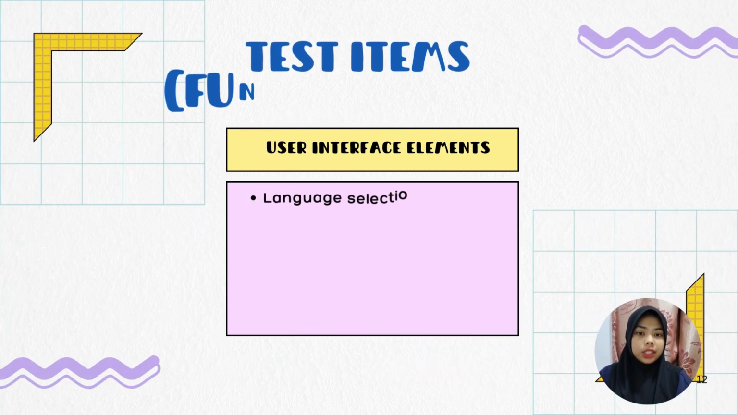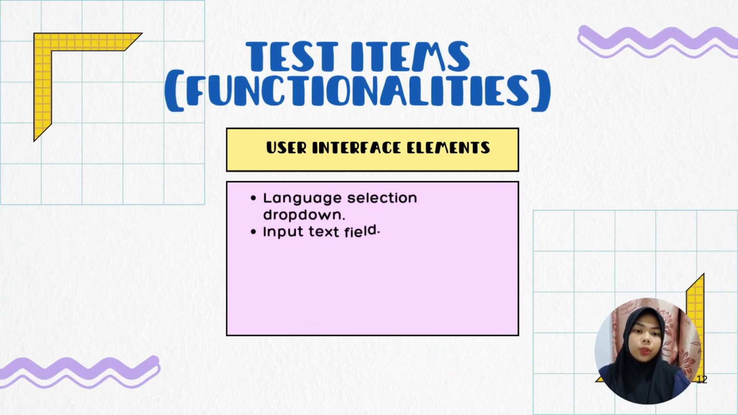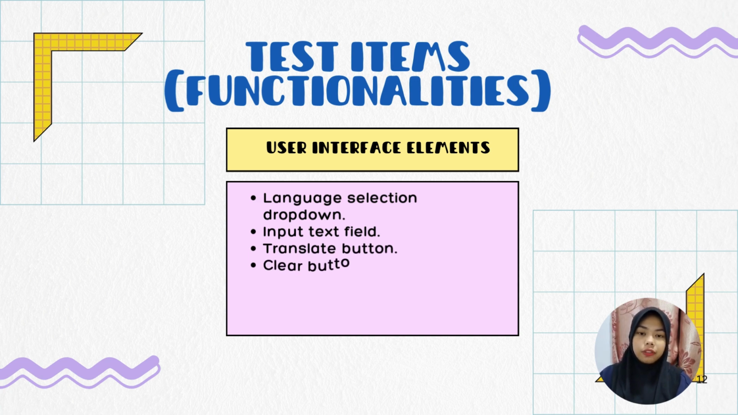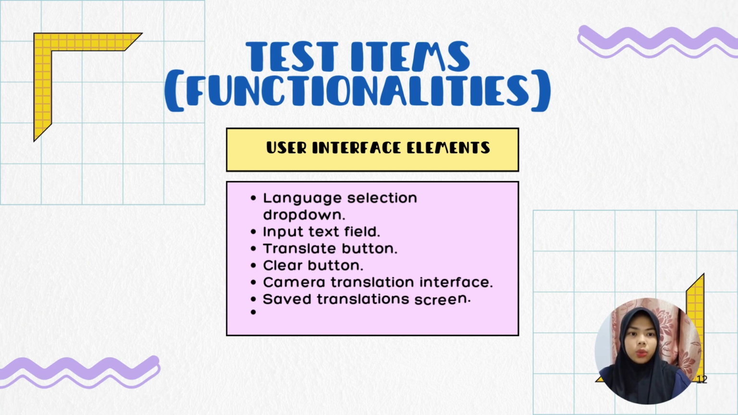For the next functionalities, we will be testing its user interface elements. The user interface should be intuitive. We will test the functionality of key elements like the language selection drop-down, input text field, translate button, clear button, camera translation interface, save translation screens, and its settings menu. We will ensure that the settings menu and save translation screen work seamlessly.